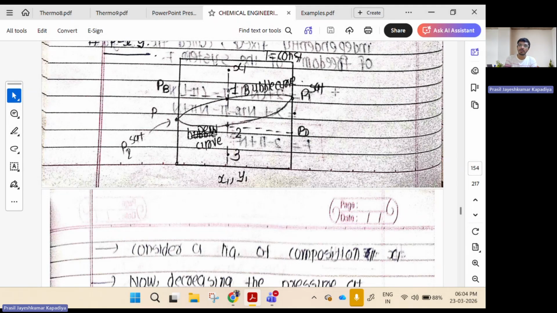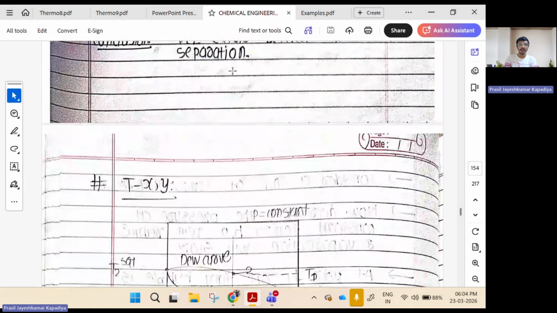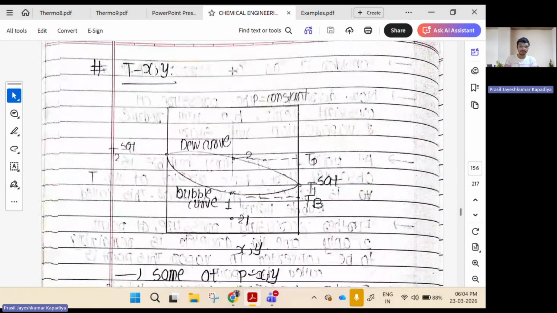And the family of curves is known as the bubble point curve. Further increasing pressure, we are at pure liquid phase. Similarly, the TXY diagram we also studied. Let's say I'm at this point, I'm increasing the temperature. So what is going to happen?